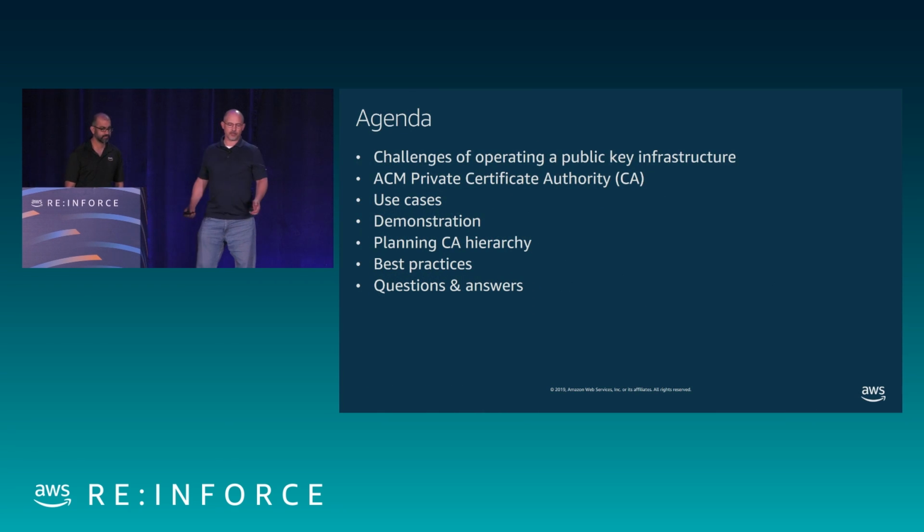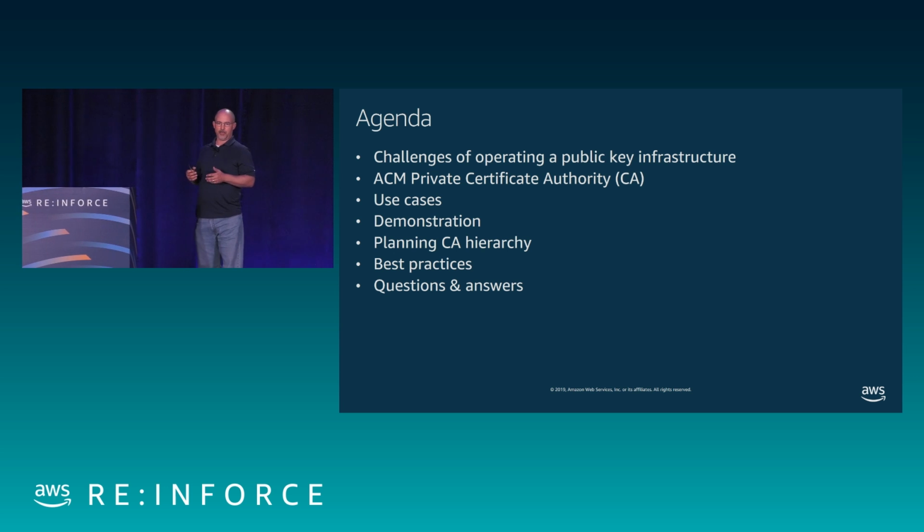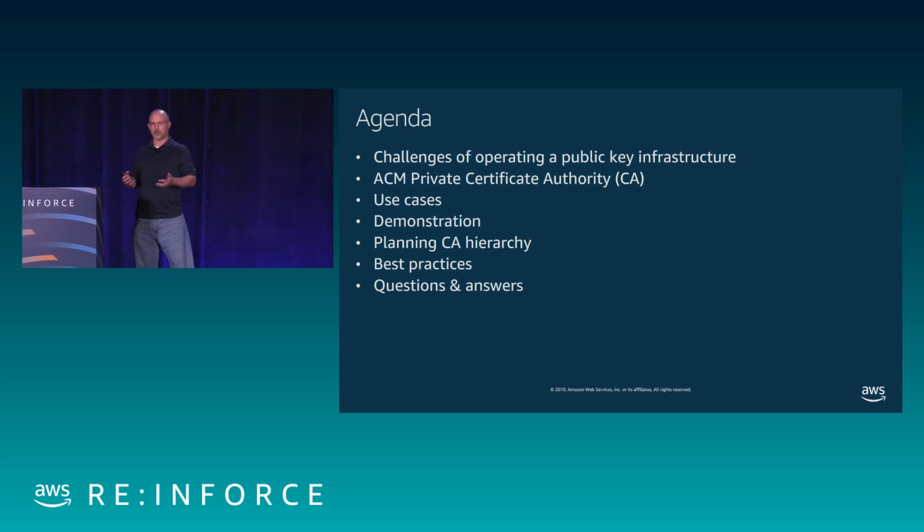So the agenda for today is to talk about the challenges of operating a private CA and how the ACM Private CA solves some of those challenges. We'll talk about use cases for ACM Private CA and have a demonstration of creating a root CA hierarchy, including a root and a subordinate CA. That'll take about 10 minutes to show how it's done, but then we'll talk about the harder part, which is actually planning your CA hierarchy and some best practices for security around that.